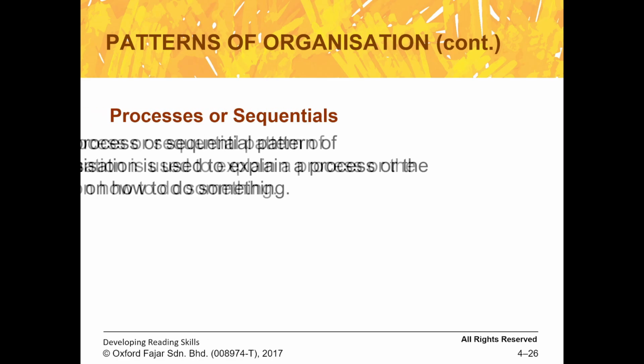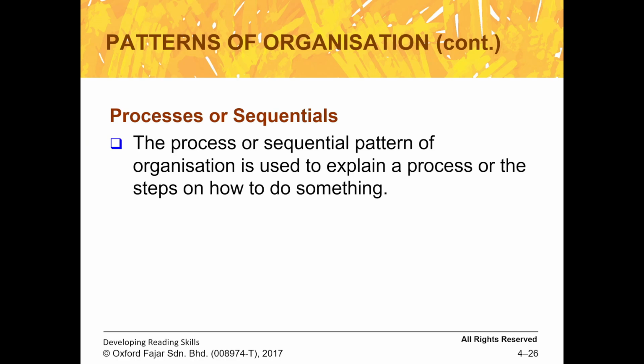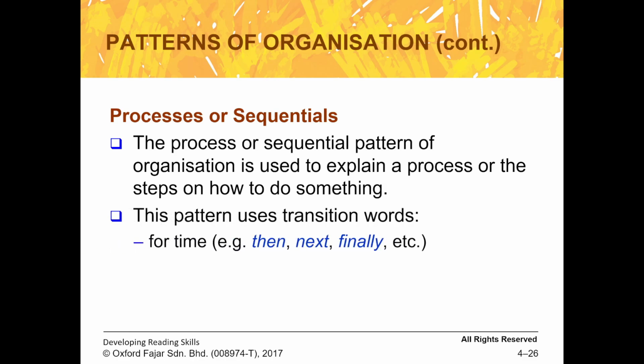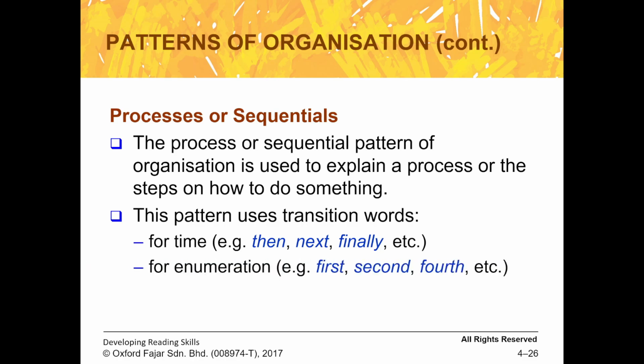Processes or sequentials. Okay, this kind of pattern is used to explain a process or steps on how to do something. They use a lot of transition words. For example, for time, such as then, next, finally. For enumeration, when you start with first, second, third, maybe you want to talk about how to cook something, maybe you want to talk about how to create something. So you use processes or sequentials. There is a sequence from the beginning, you move into the next part, and then you finish at the end. So that is a process there. Okay.